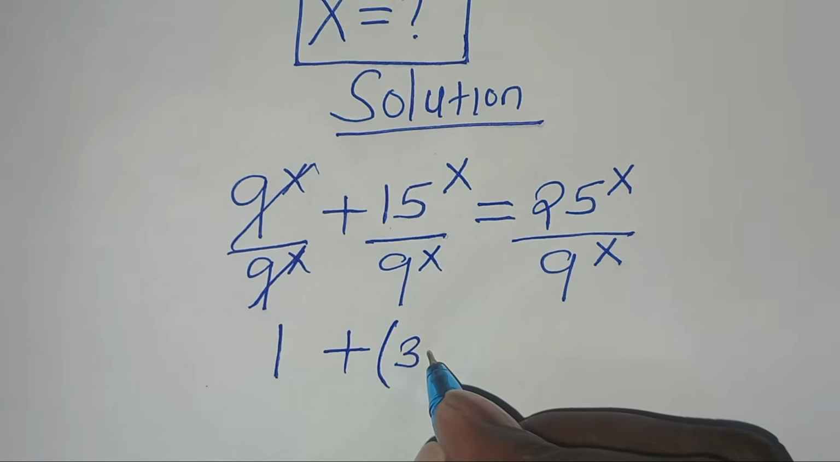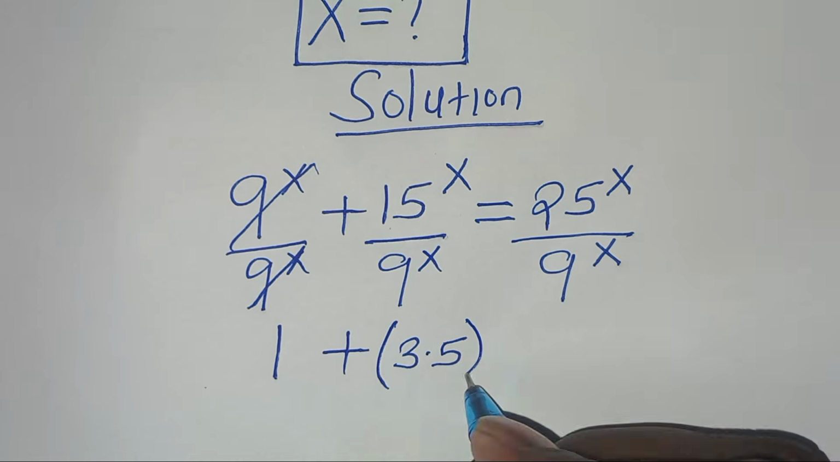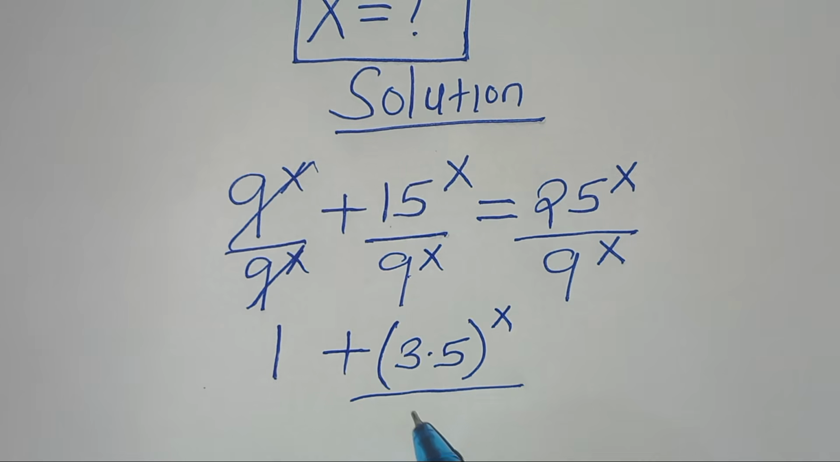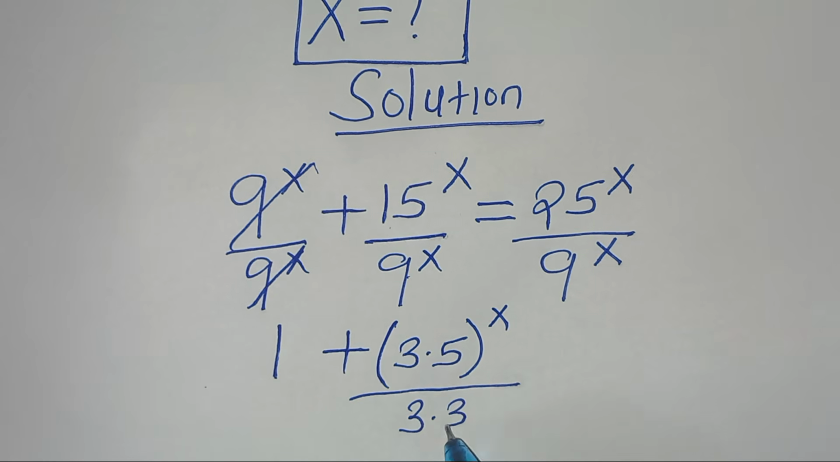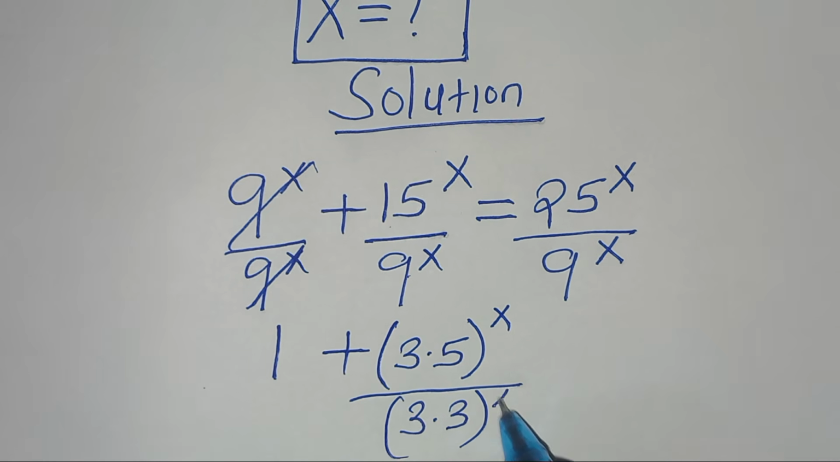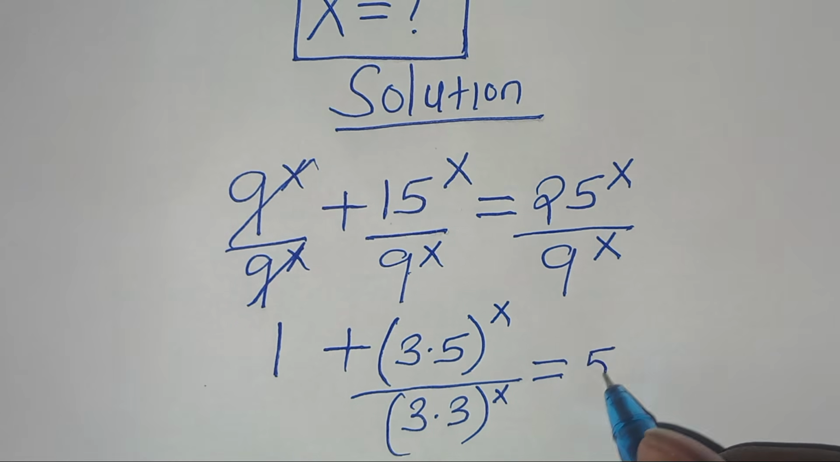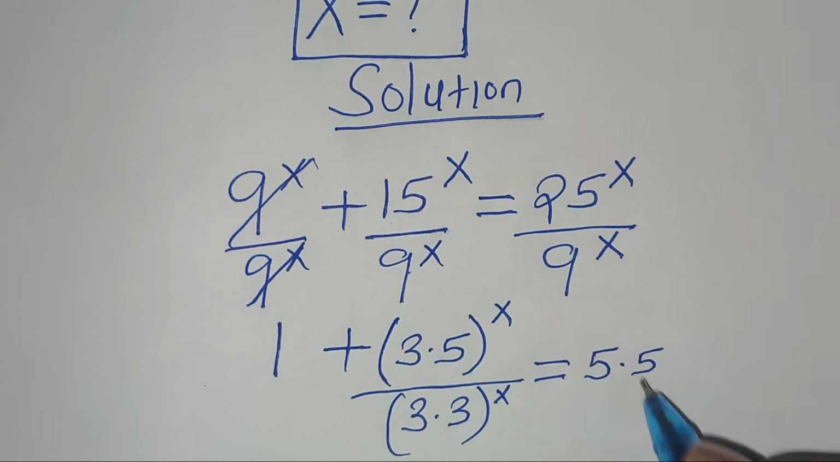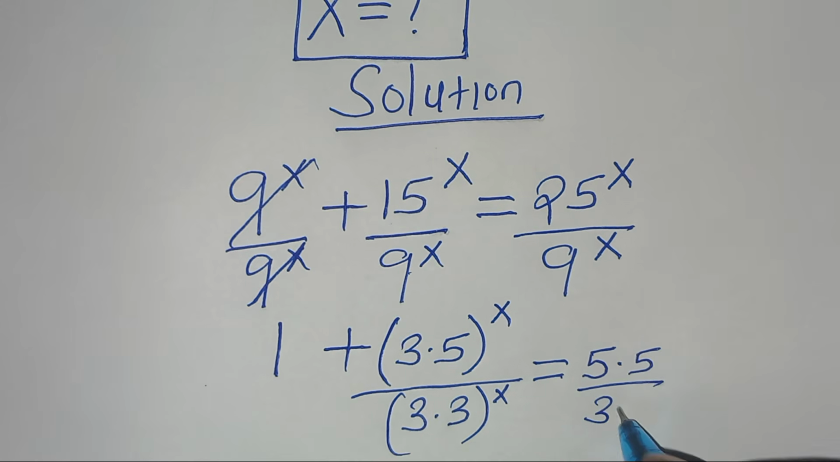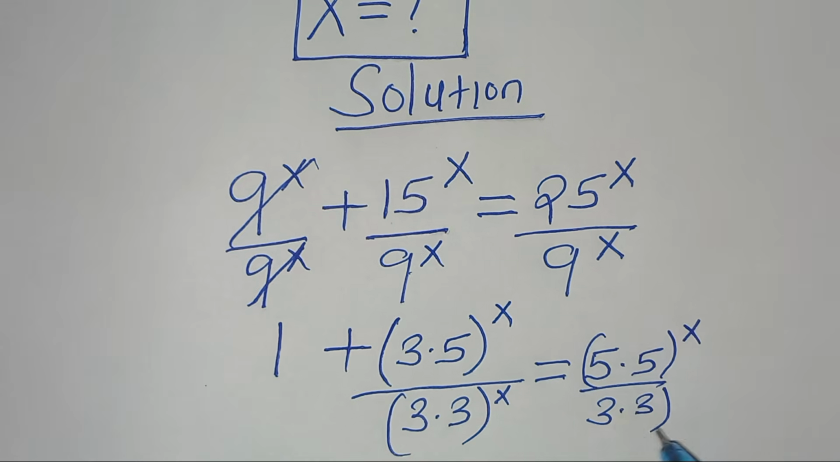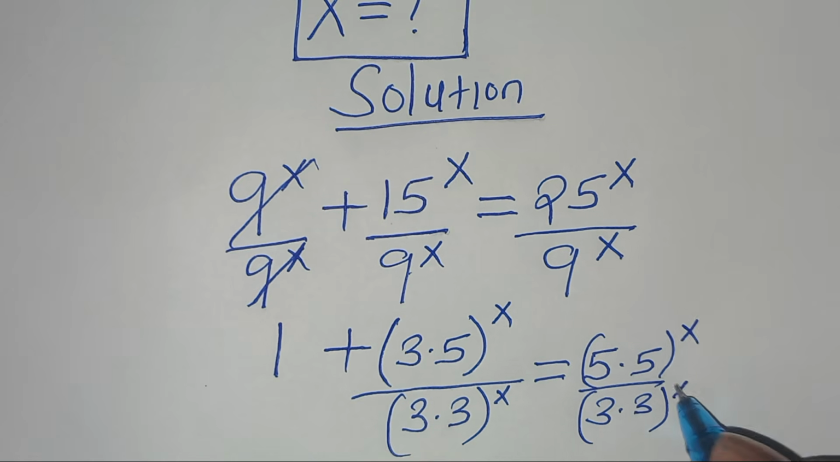This is 3 multiplied by 5 raised to the power of x, divided by 9, which is 3 multiplied by 3, raised to the power of x. This is equal to 25, which is 5 times 5, divided by 3 times 3, raised to the power of x.